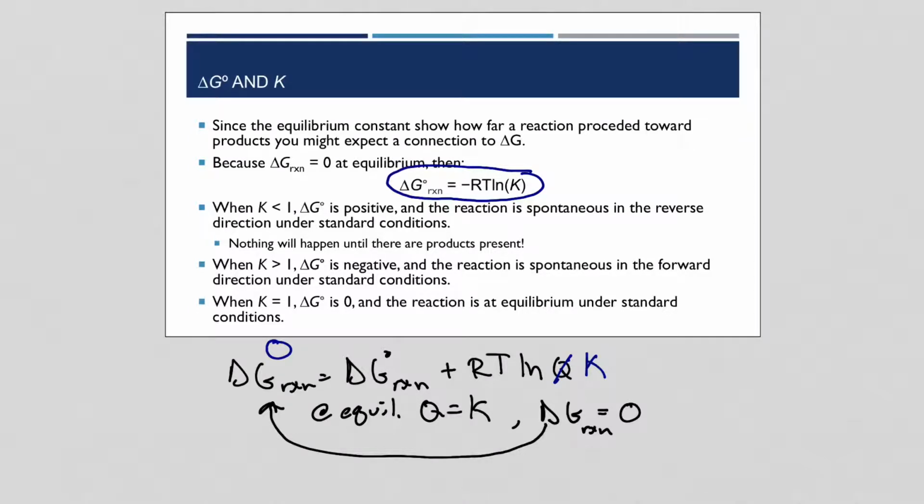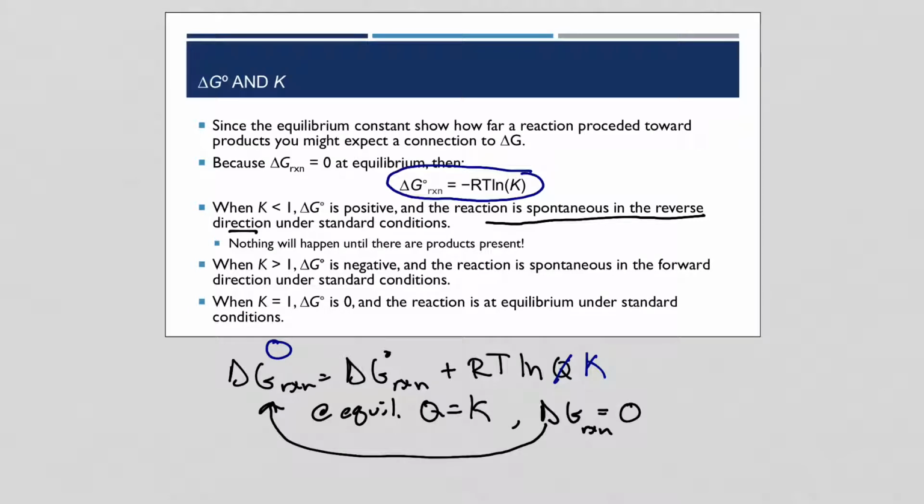Now, what is the significance of this, or what can we get out of this? Well, we can look at the significance of the value of K. How does that affect delta G? If K is less than 1, remember, that would indicate a reactant favored equilibrium, then delta G will always be positive. That goes back to the idea that if I take a natural log of a number less than 1, I'm going to get a negative number, and so I get a negative of a negative, or delta G ends up being positive under those conditions. In other words, it's going to be non-spontaneous in the forward direction. It's going to be spontaneous in the reverse direction.